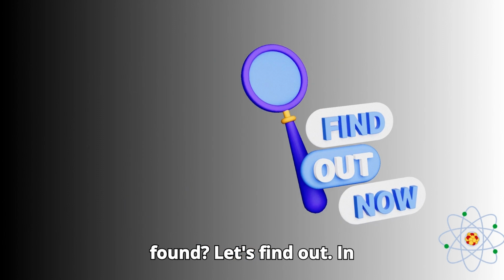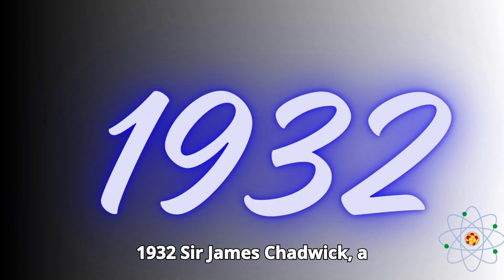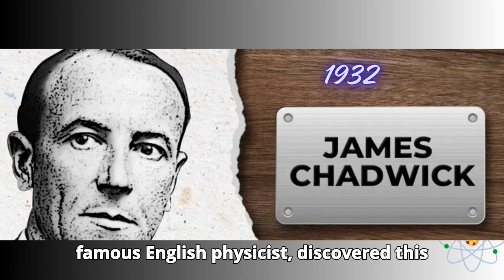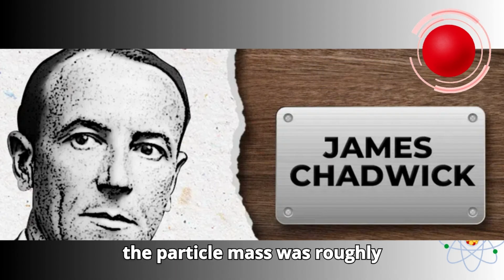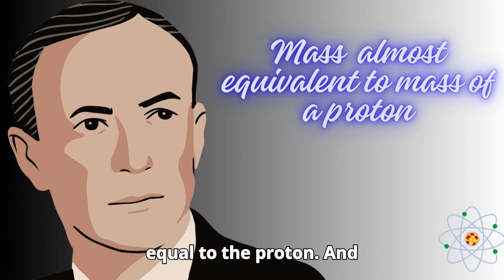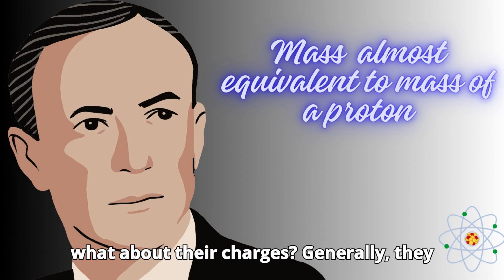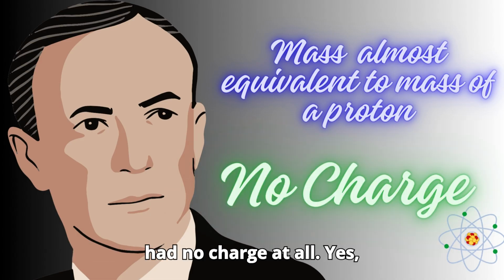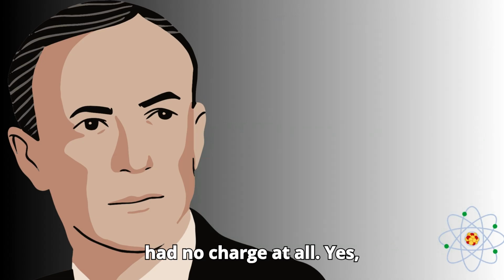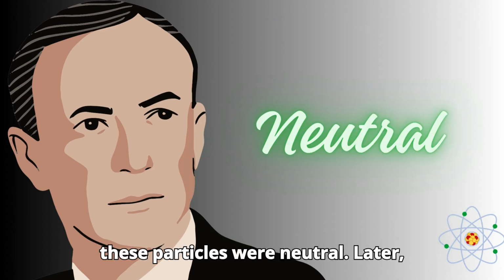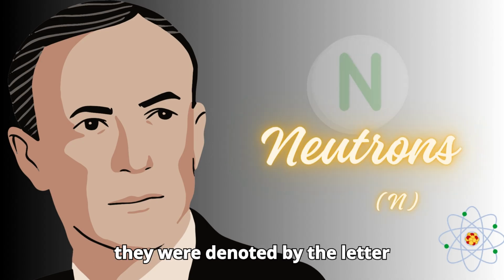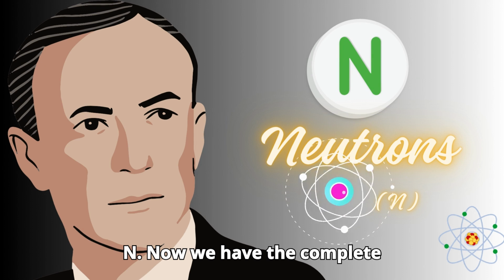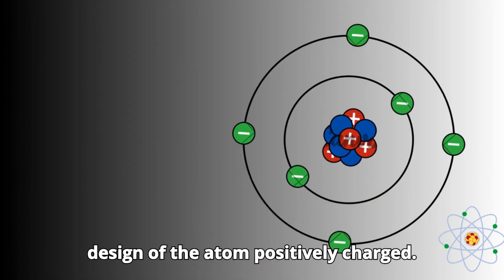Let's find out. In 1932, Sir James Chadwick, a famous English physicist, discovered this third subatomic particle. He found the particle's mass was roughly equal to the proton. And what about their charges? They had no charge at all. Yes, these particles were neutral. Later, these particles were named neutrons and they were denoted by the letter n. Now we have the complete design of the atom.